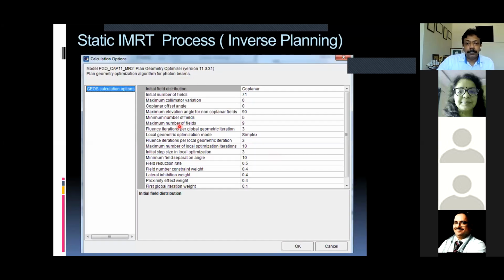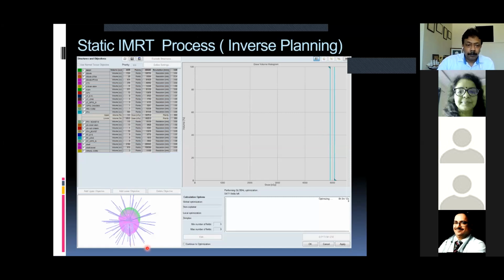In static IMRT, you also have beam angle optimization, where you create coplanar or non-coplanar beam angle optimization. You can set the beams manually also, and the initial number and iterations, all these parameters you can define during the planning process. These are the beam angles at the start, where there are 71, reduced from 71 to a 7 or 9 field IMRT after the final optimization.